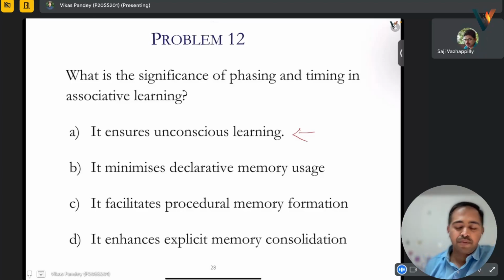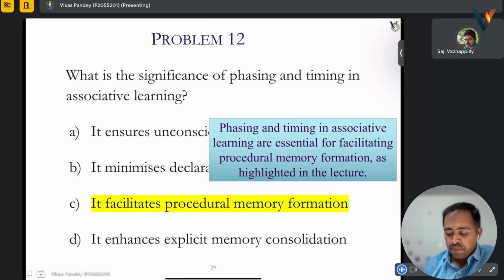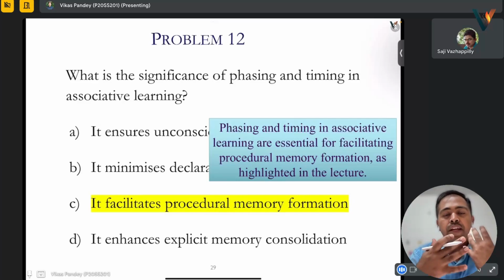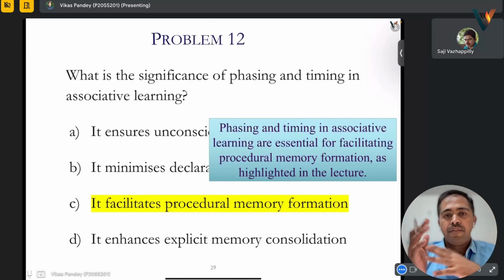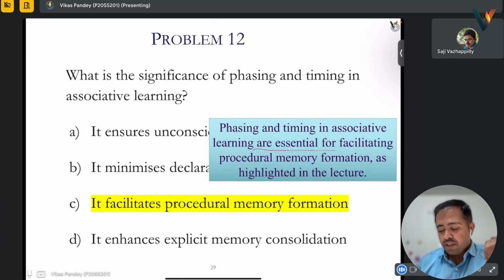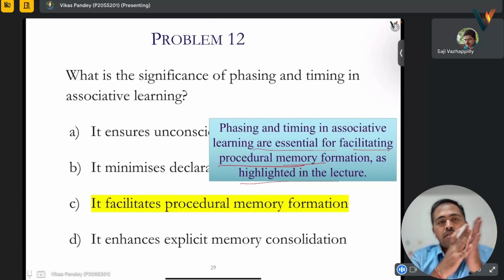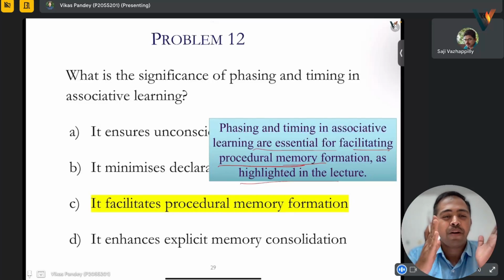When we are talking about associative learning, there is a process like phase and time. Phase we know as some difference, right? So these are associated with facilitating procedural memory formation. If you see the lecture, sir has spent a lot of time explaining how procedural memory forms due to phasing and timing.